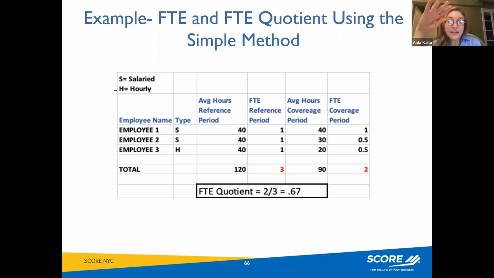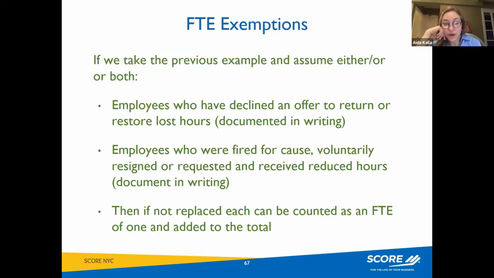This is something that has no exemptions, no safe harbor. Let's assume, you know, this is it. You're going to see how this particular quotient in the next examples will reduce your modified amount. Let's go on. However, you do have exemptions.